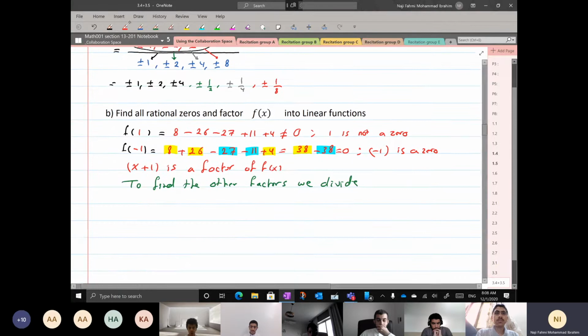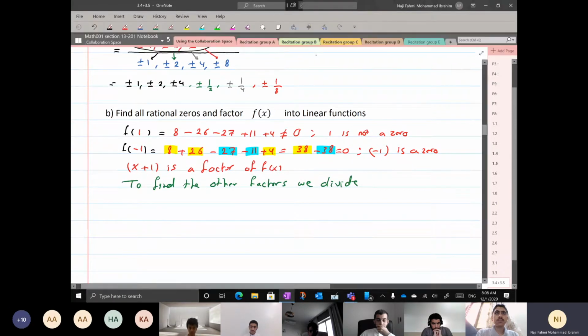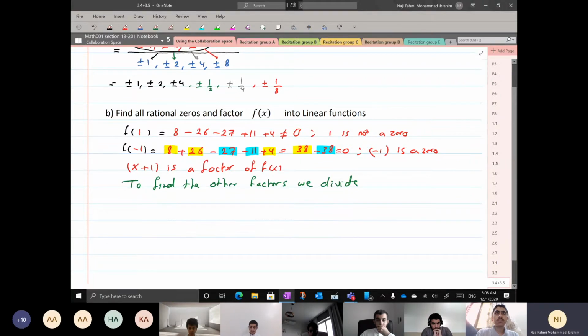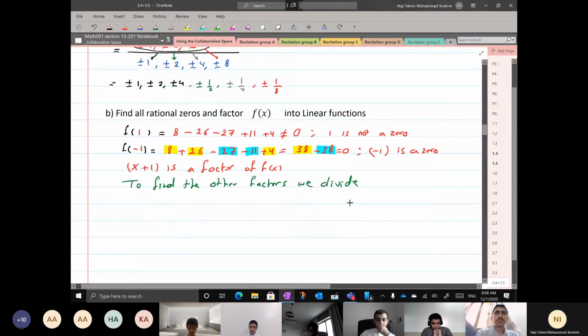So I will use the synthetic division now. I will just put the division sign here. No, this is not the thing. No, let's do it one more time.